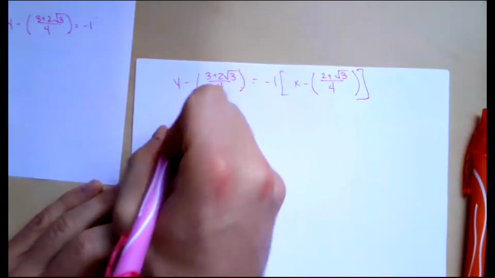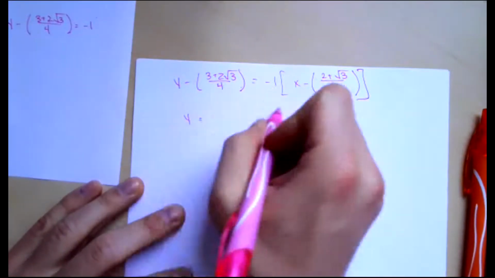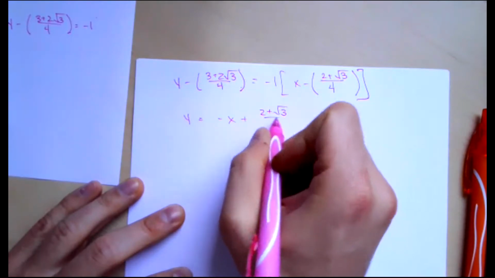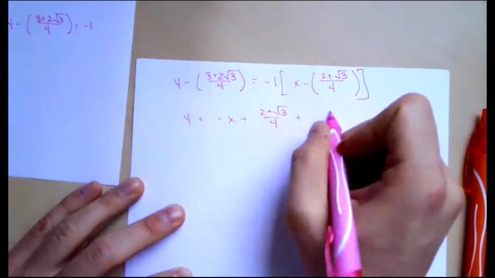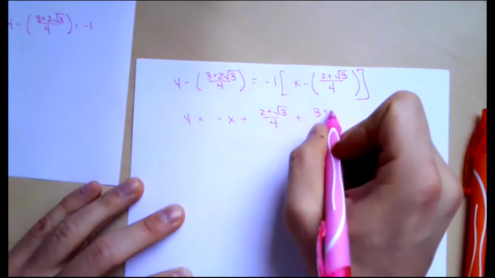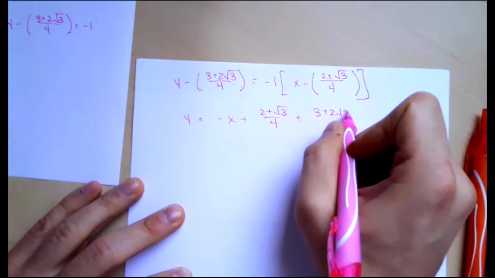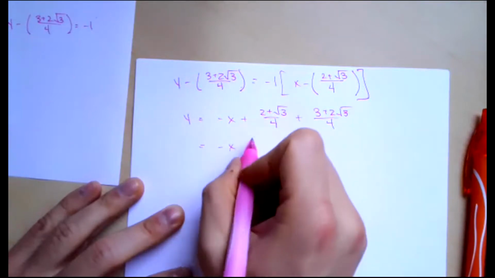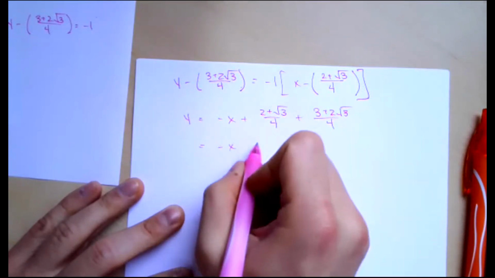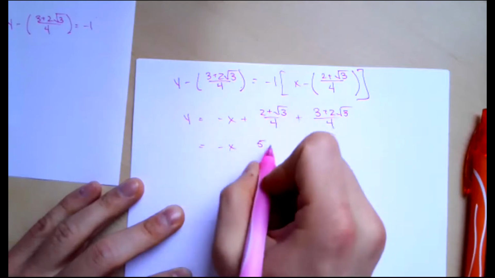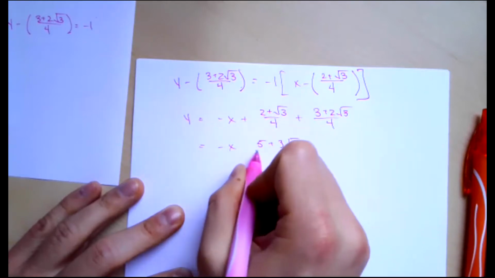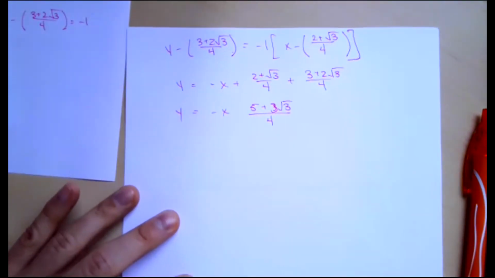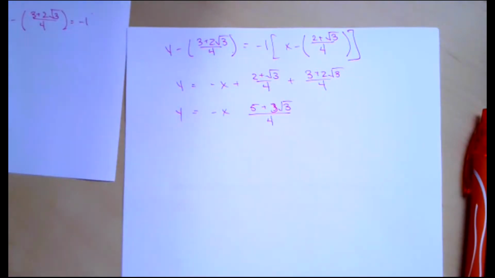And then if you want, now it's just arithmetic. So we'll distribute the minus sign, minus x plus 2 plus square root of 3 over 4. If I add that whole guy over, it'll become positive. So plus 3 times 2 square root of 3 over 4. And what do we get? Minus x. Looks like I've got plus 5 plus 3. So 5 plus 3 square root of 3 all over 4. And that's the equation of our line.